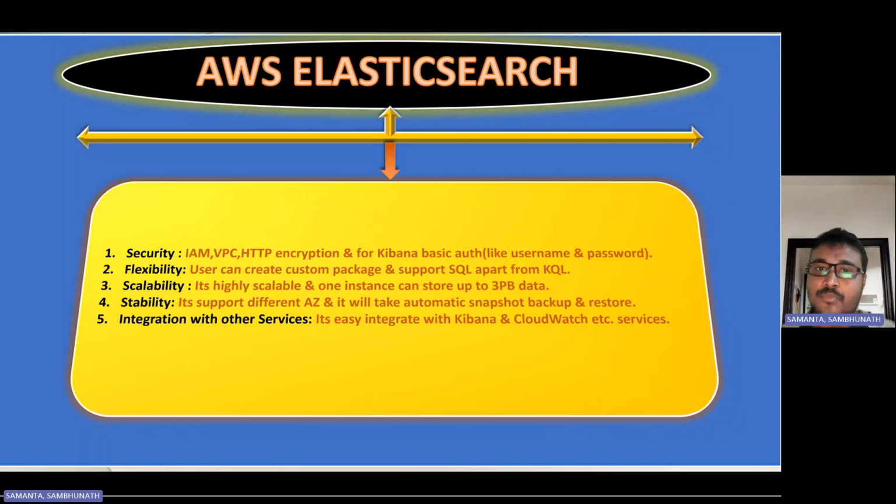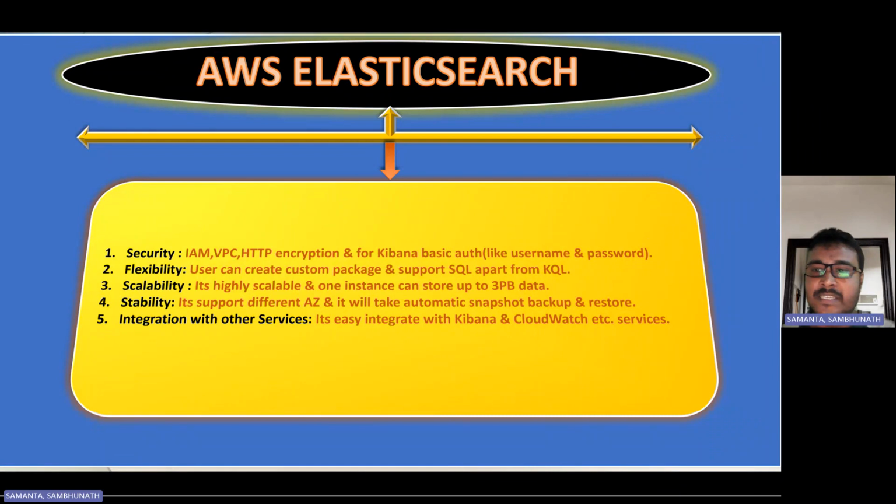Basically, this service is most useful when you are doing auditing of your application. If you want to analyze your data, like what kind of request is coming in, and what kind of user is exploring your application, if you want to audit those requests and responses, then Elasticsearch in AWS is very useful. And AWS Elasticsearch has mainly five features.